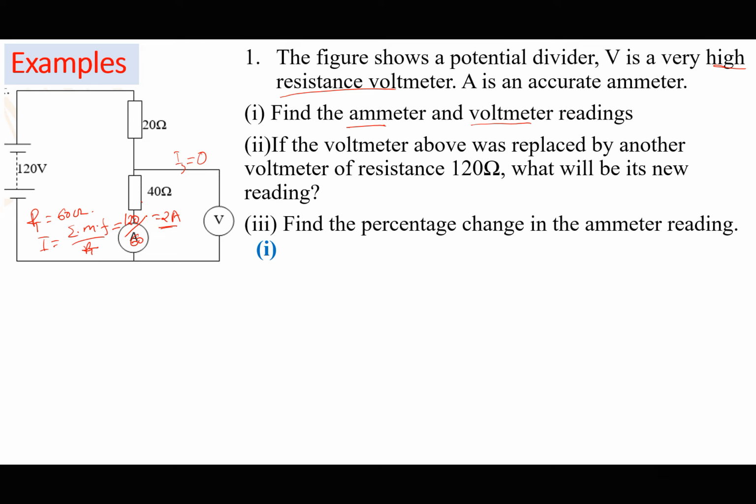So because the voltmeter is connected across the 40 ohms, I can either use V equals I times R, which will be simply 2 times 40, giving me 80 volts, or I can use the potential divider formula, which is the PD is the ratio of the resistances, which will be 40 divided by 40 plus 20 times the voltage supply, which is 120.